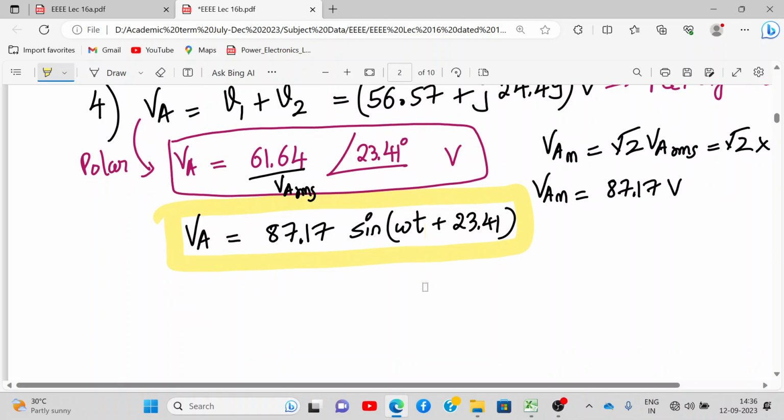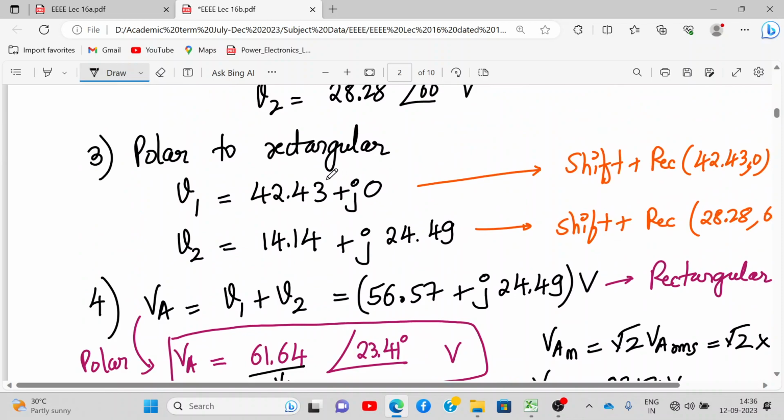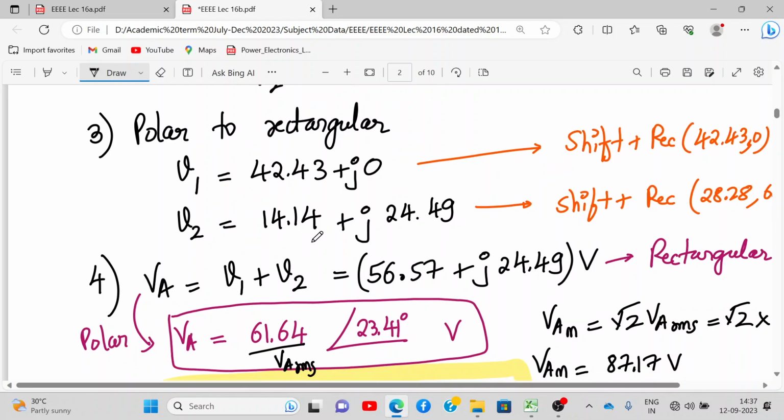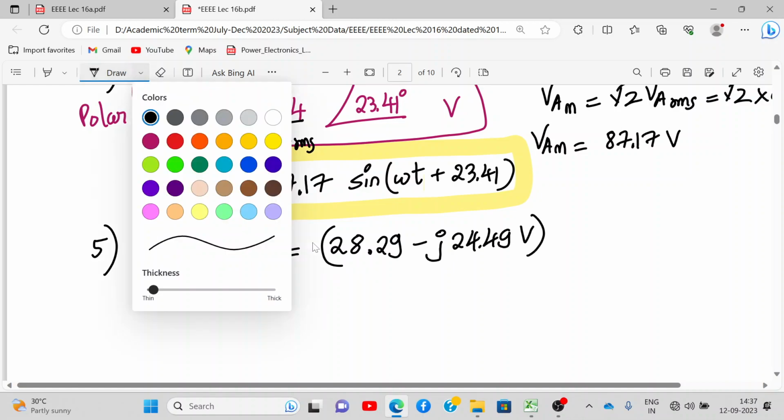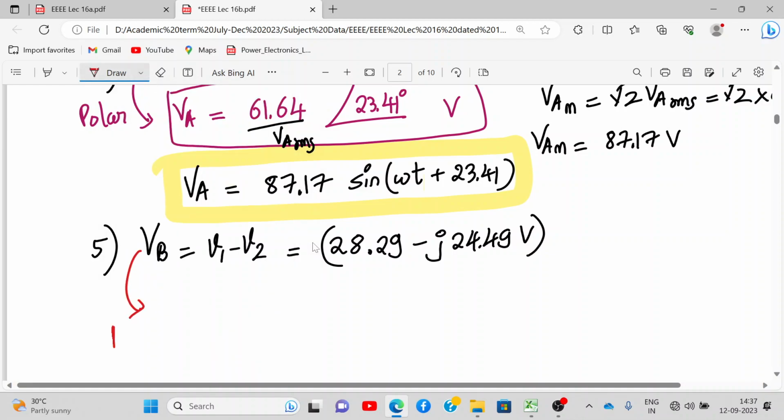Now VB. Calculate VB alone on your own. What is VB? V1 minus V2. What is V1 minus V2? Subtract this from this. So that will be 28.29 minus j24.49. So write down 28.29 minus j24.49. This is in which form? Rectangular, right? Convert into polar and write VB. What is VB?